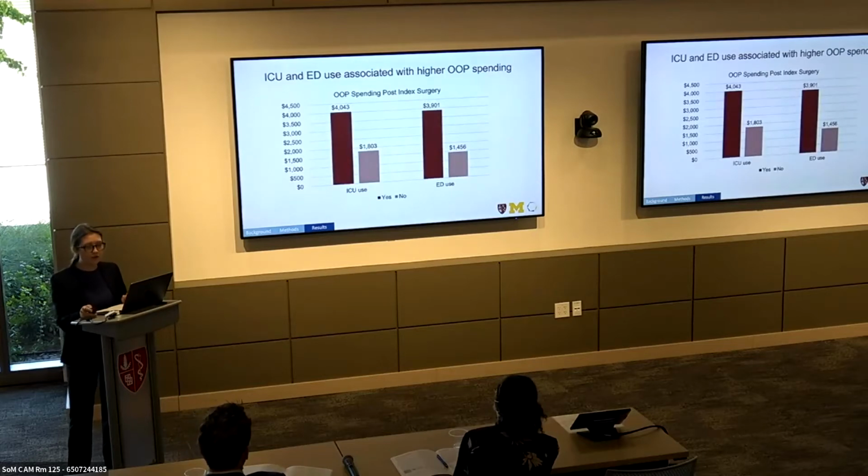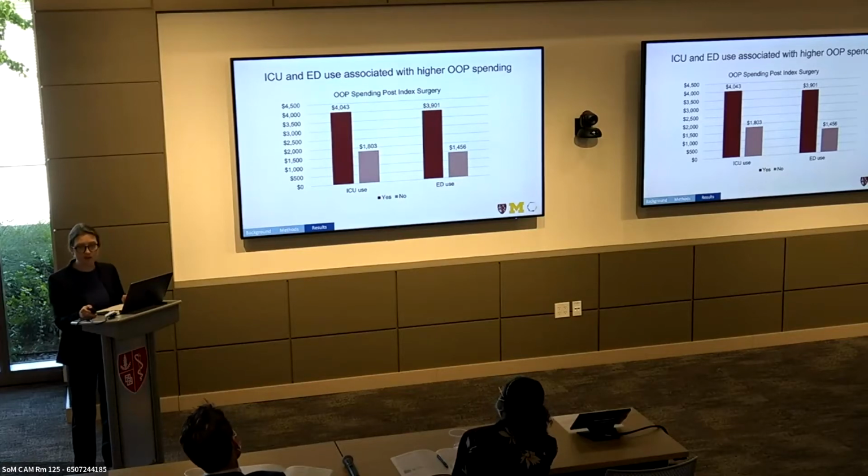When examining which covariates were associated with higher out-of-pocket spending, we found that surgical patients with ICU or ED use had higher out-of-pocket spending in the 6 months after surgery. ICU use was associated with 2.2 times higher out-of-pocket spending, and ED use was associated with 2.7 times higher out-of-pocket spending.